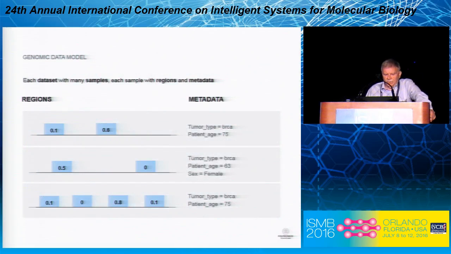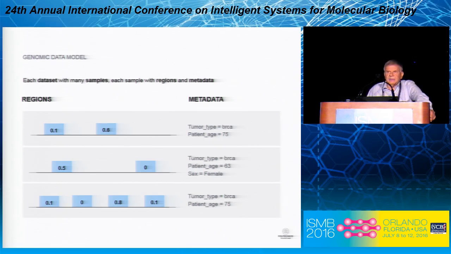It is based on regions and metadata. The regions are essentially characterized by their coordinates: chromosome, start, stop, strand, and then any data type. So in this particular example, the data type is quite simple. It is just information about, for instance, the significance of a peak value, but it can be an arbitrary type.